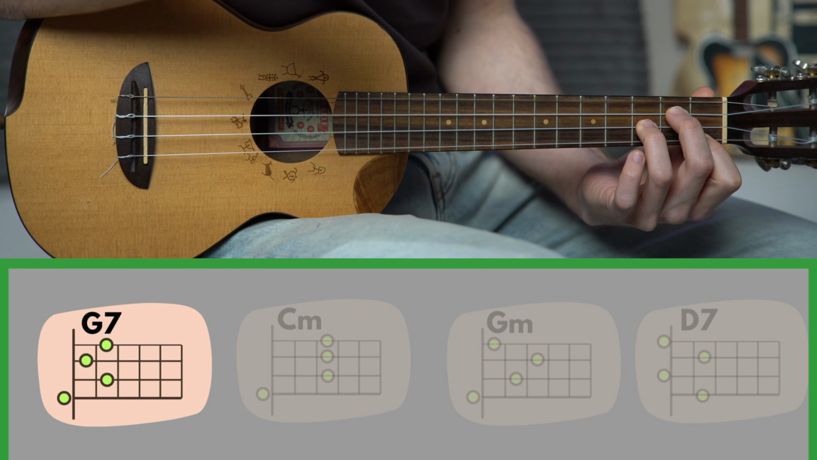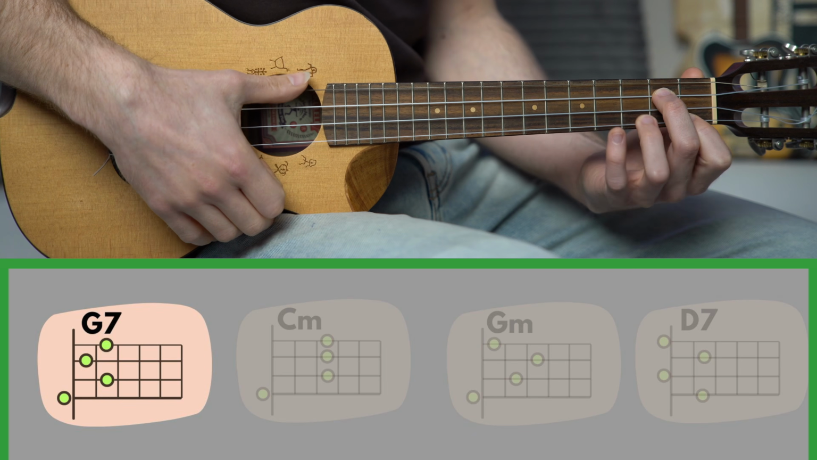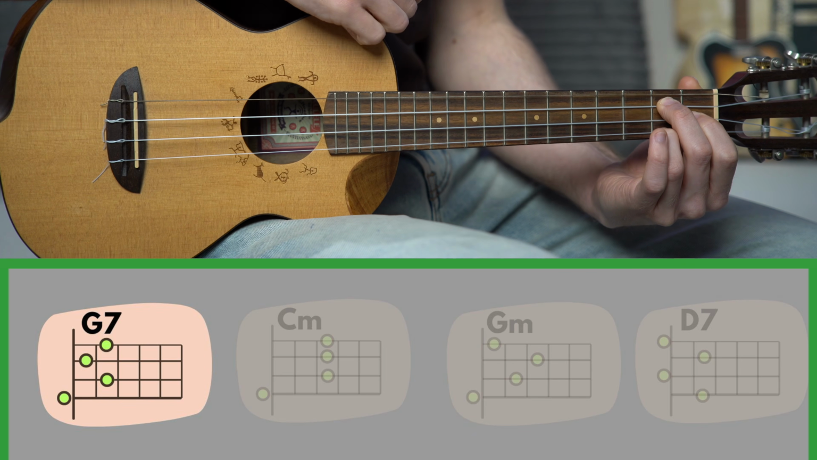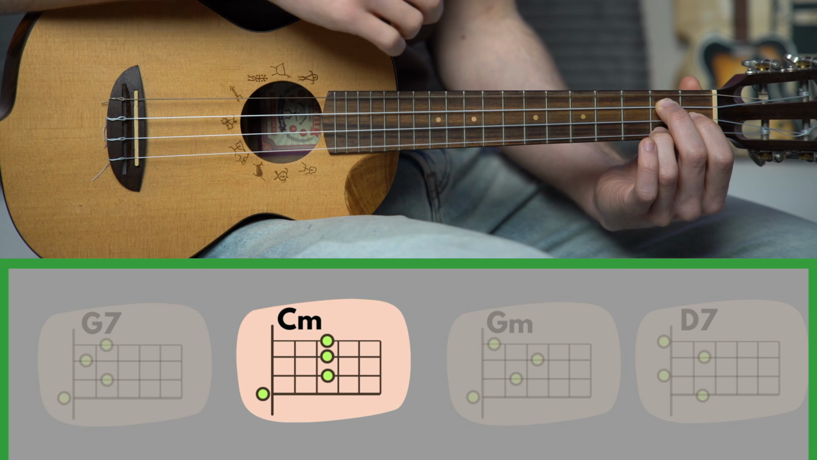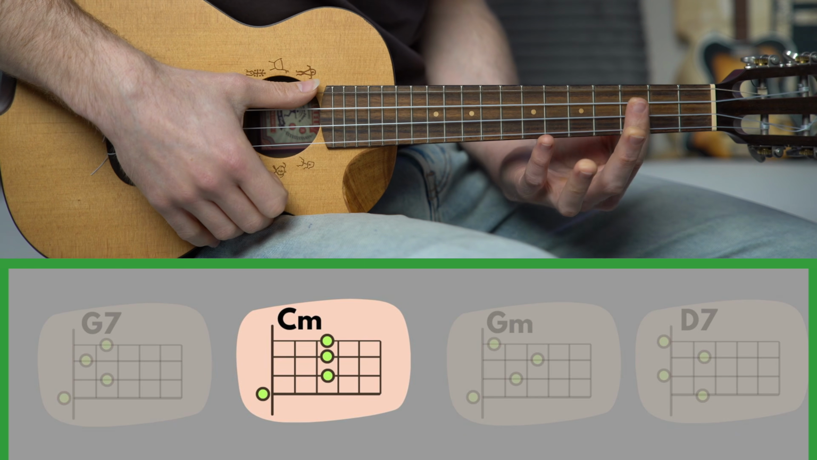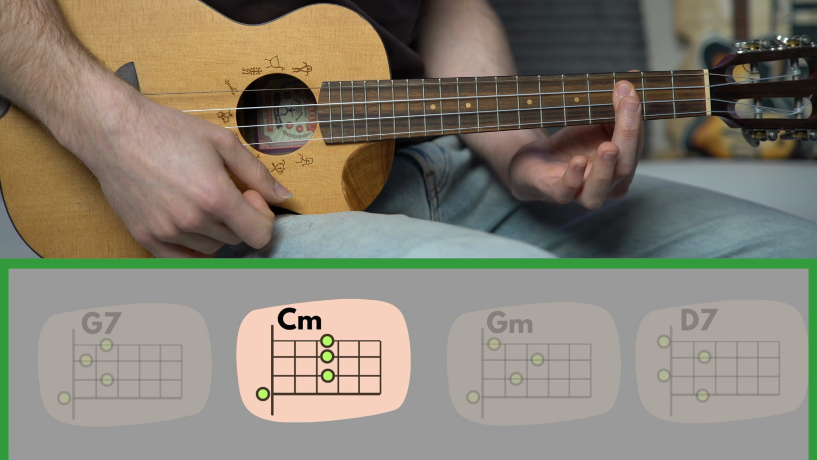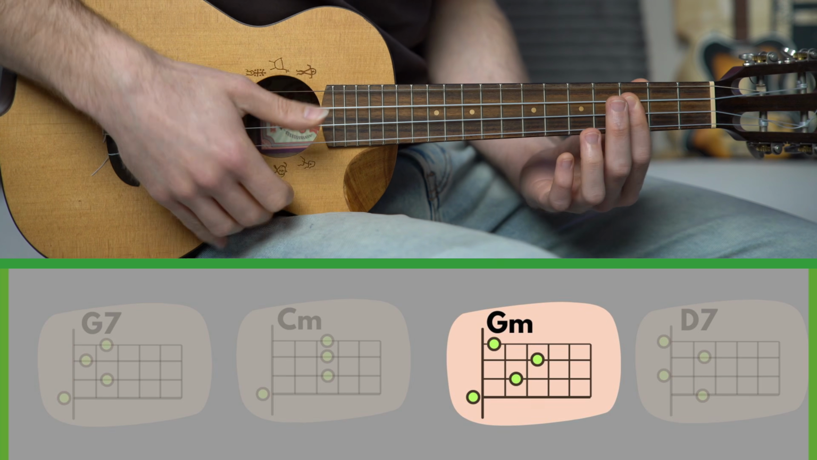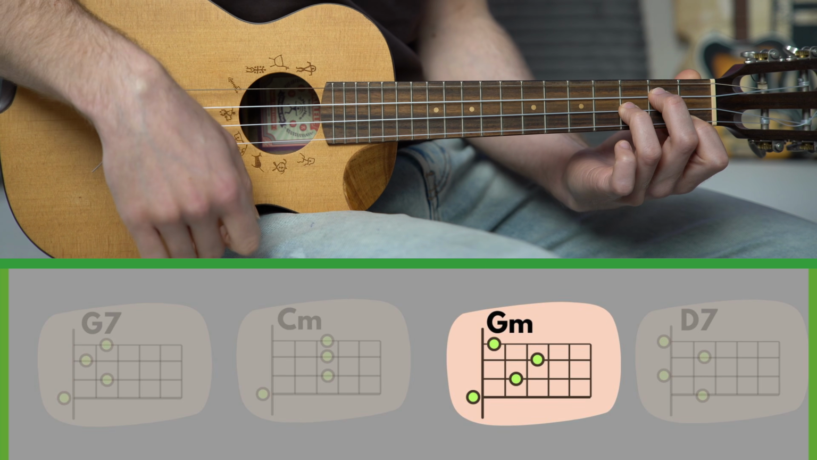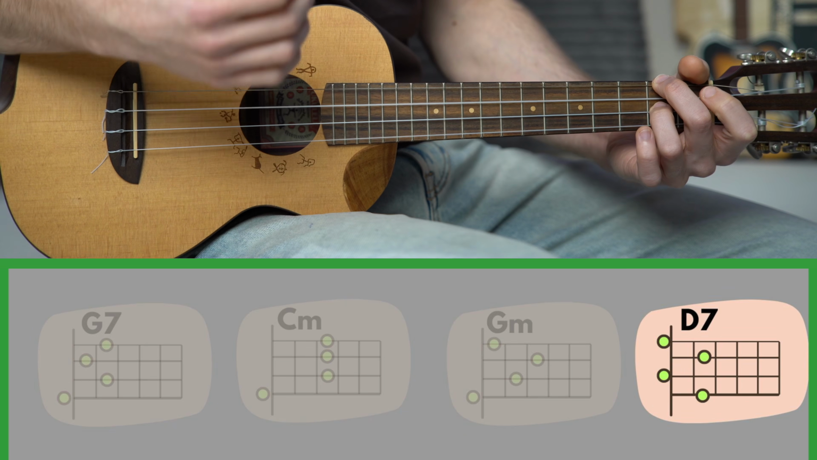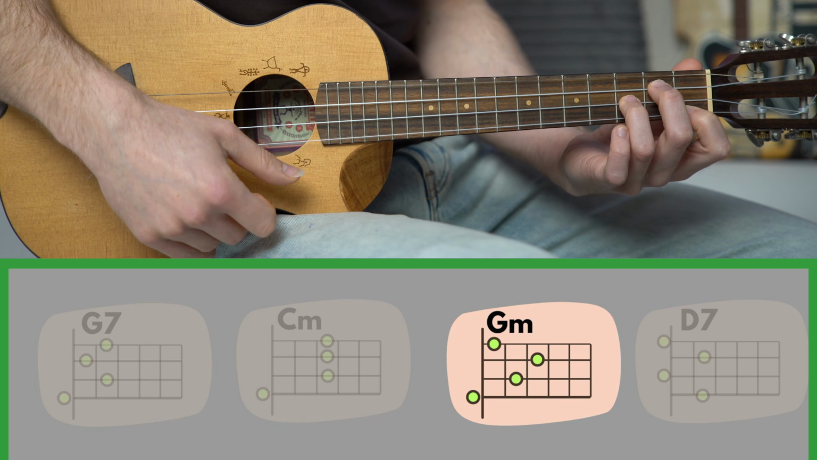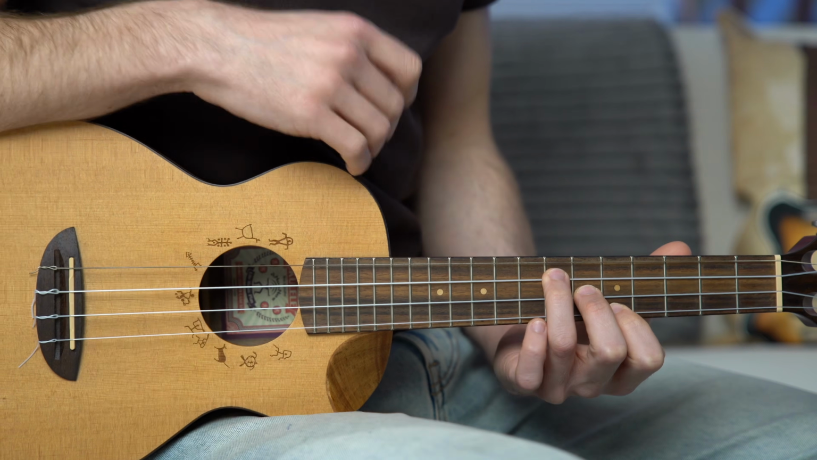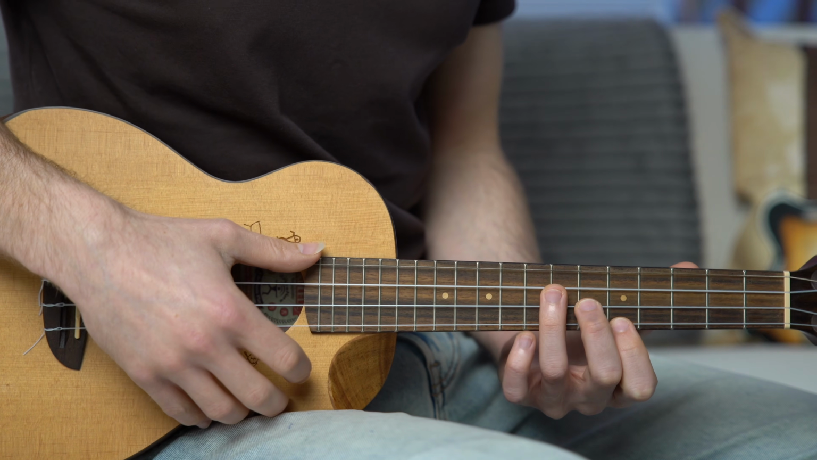Awesome. Now, G dominant 7th chord. 0, 2, 1, and 2. I love it. Next chord, C minor again with a bar chord. And then we have G minor, D7, and G minor. We finish with 2 different chord shapes. The second one is 0, 7, 6, and 5.